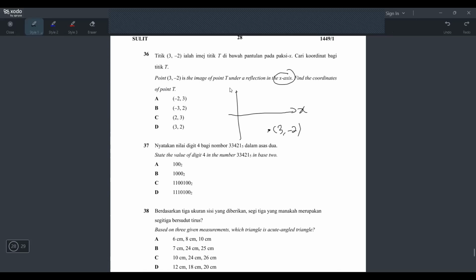So definitely, let's say your y-axis is here, right? So this is your 0. So definitely if your 3 is here, -2 must be here. It can't be that your (3, -2) is up here, right? Doesn't make sense. So that's how I know the (3, -2) is down here.